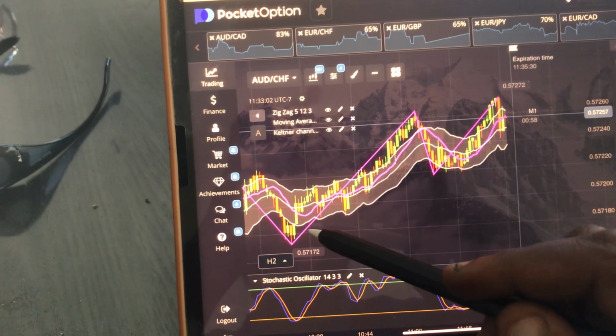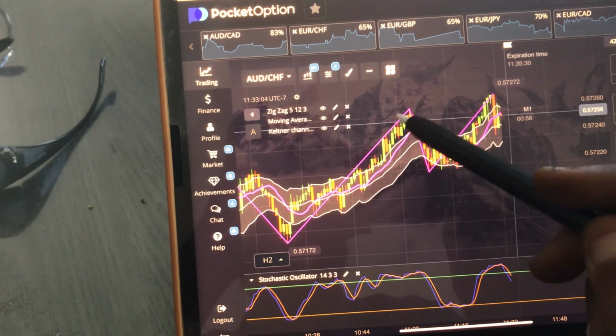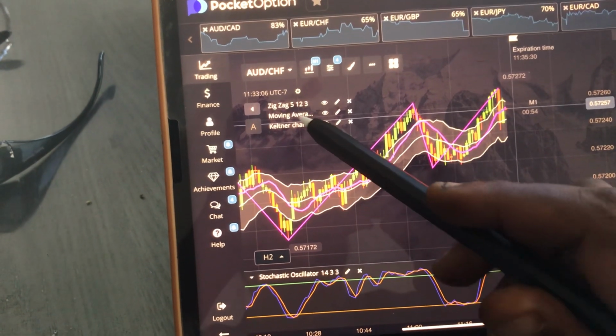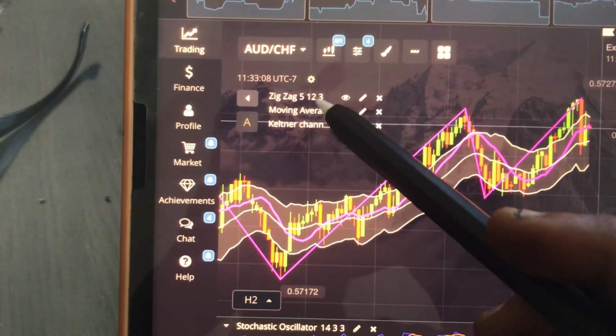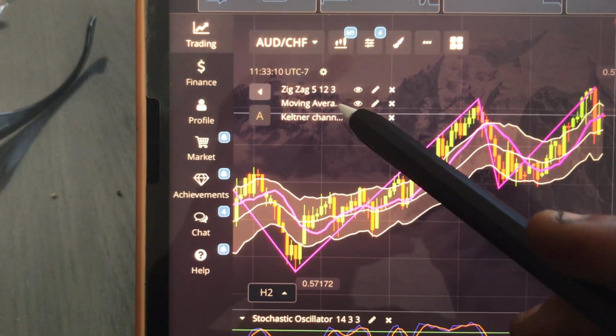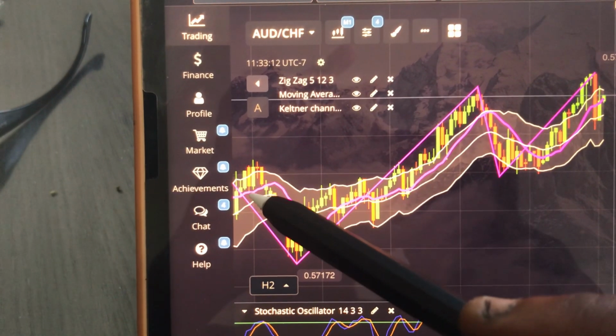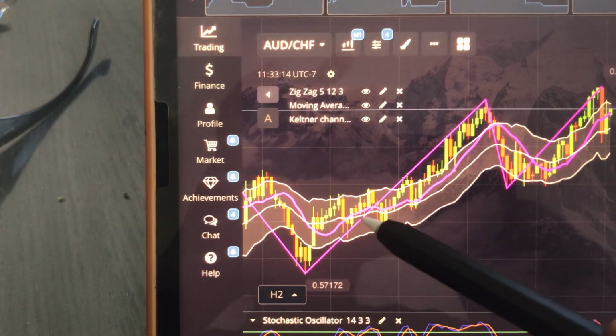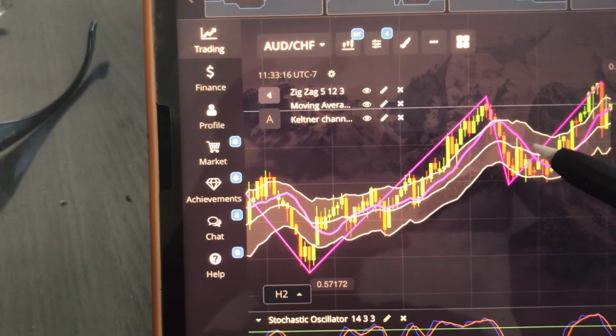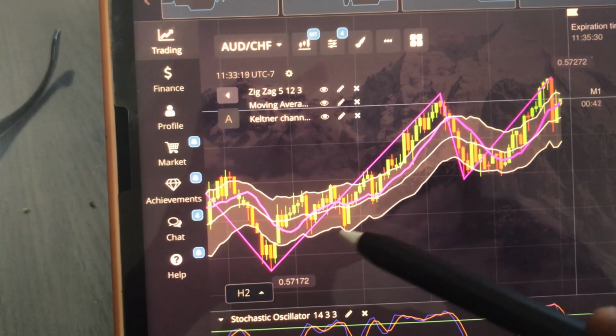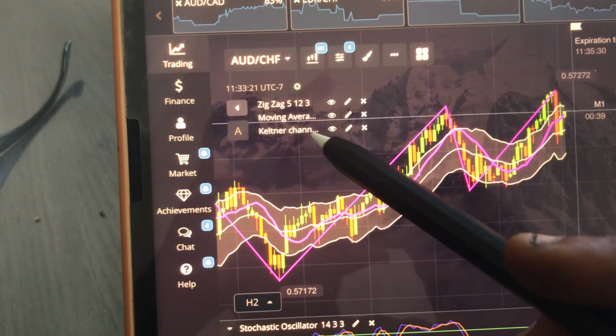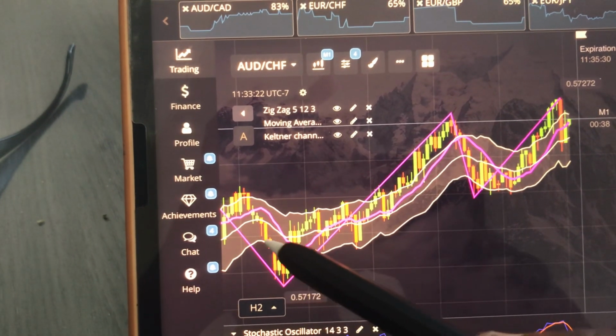Get that? This purple line is your zigzag. That's this one right here. That's your moving average here, which is this purple squiggly line inside the channel, kind of. This is your Keltner channel. This is it right here.